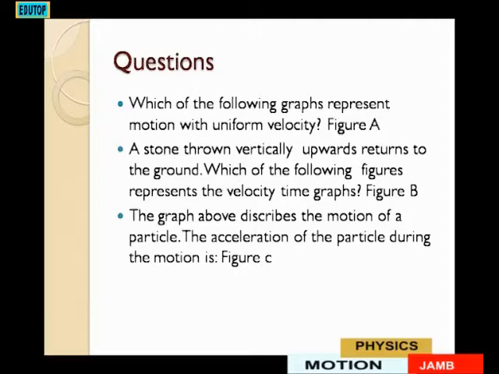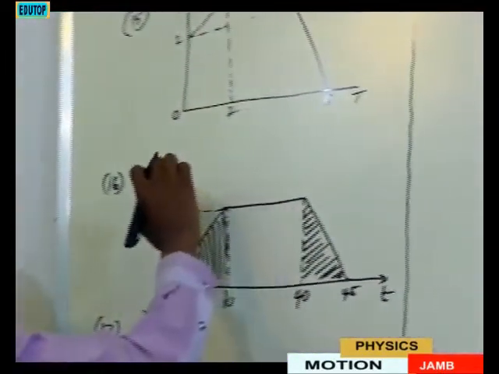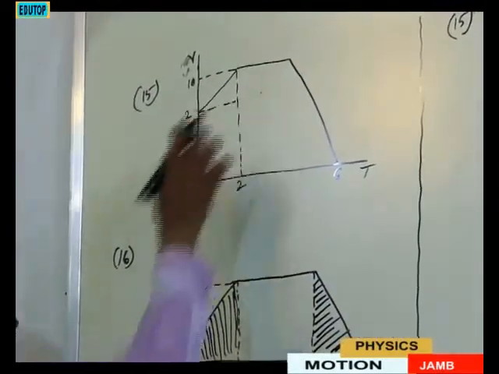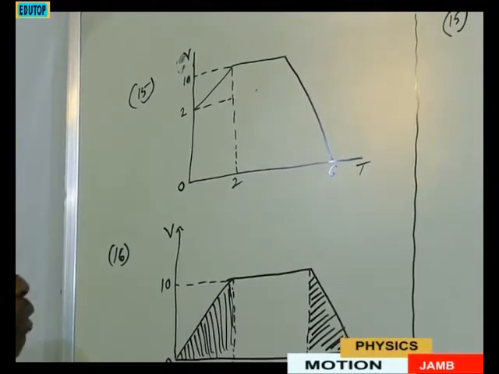Question number 15. The graph above describes the motion of a particle. The acceleration of the particle during the motion is, you can see the graph. This is the graph we are referring to for question number 15. We have to calculate the acceleration of the particle during the motion.